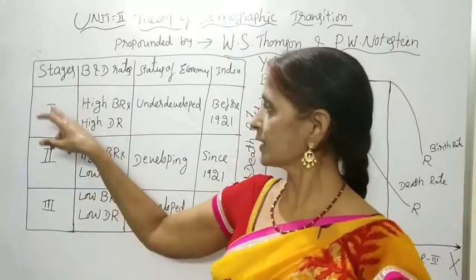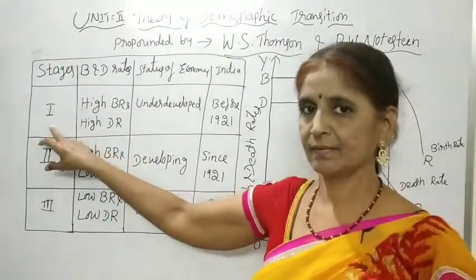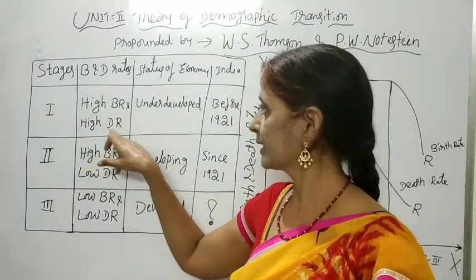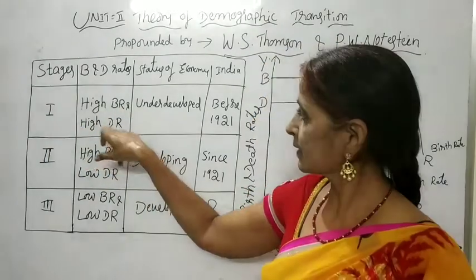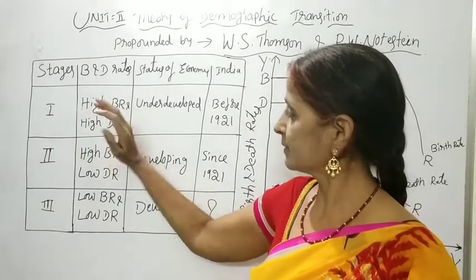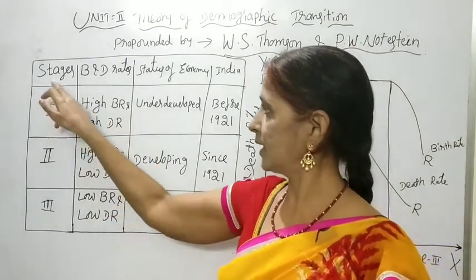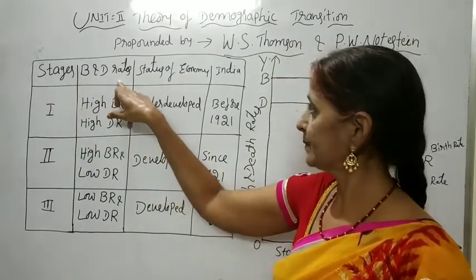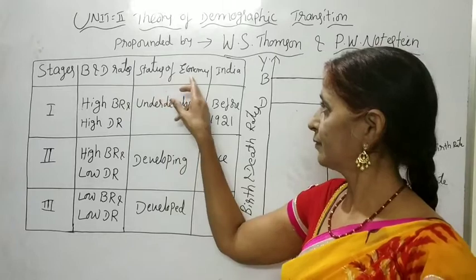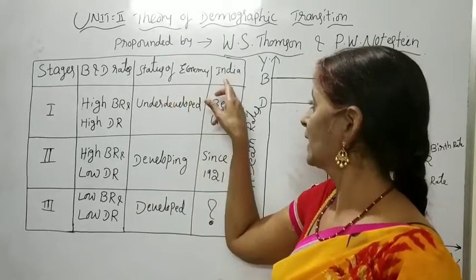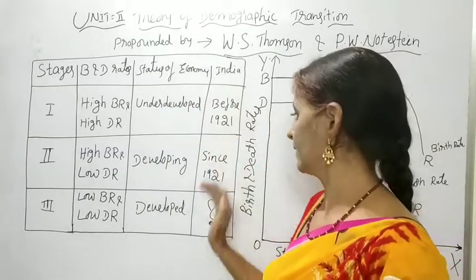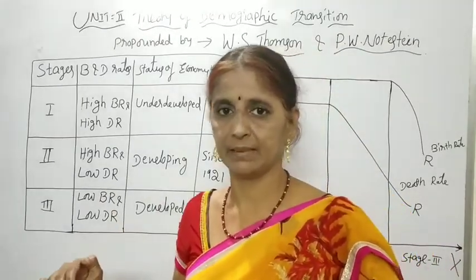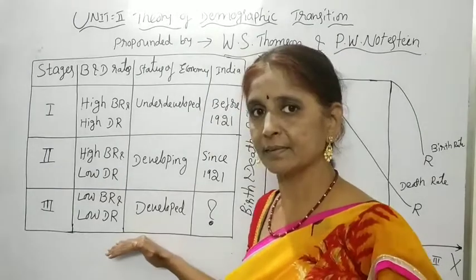The first stage is characterized by high birth rates and high death rates. Children, in this table, first I have given the stages, next birth and death rates, later the status of economy. Finally, in case of India, what is the status of India, meaning which stage of the theory of demographic transition India is in. All are explained in this table.